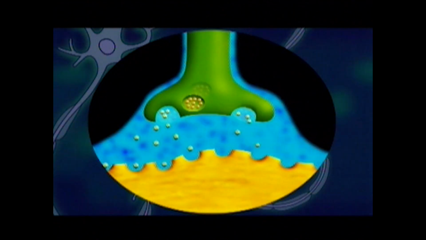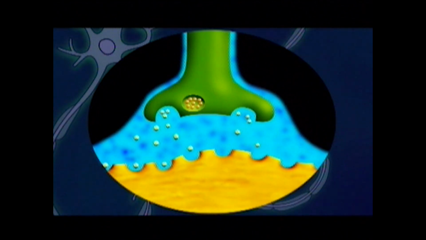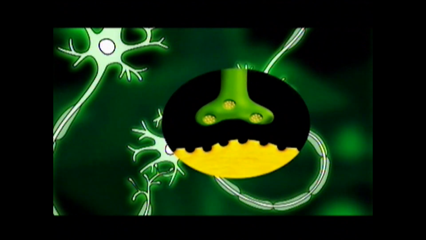The synapse is like a switch. When the switch is off, there is no fluid in the gap. When the switch is on, the gap is filled with fluid. When the gap is filled with fluid, awareness can travel from one cell to another.